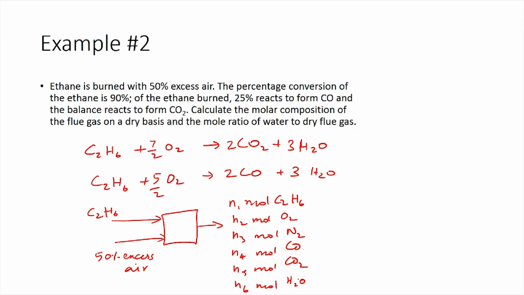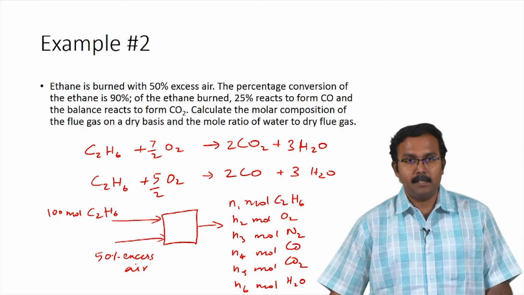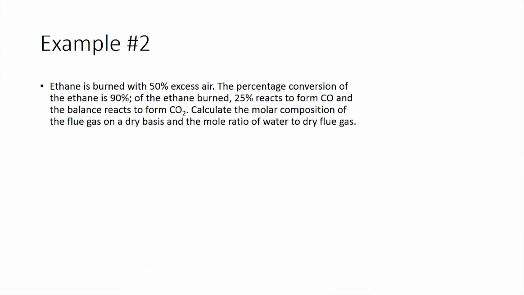For performing calculations, we will assume a basis of 100 moles of ethane which is being fed to the system. So, this would be 100 moles. So, the basis we have used is 100 moles of ethane. Let us go about performing these calculations. First thing we need to do is identify how much air is being fed. We have been told that 50% excess air is fed. So, based on that we can calculate how much additional air has been fed.